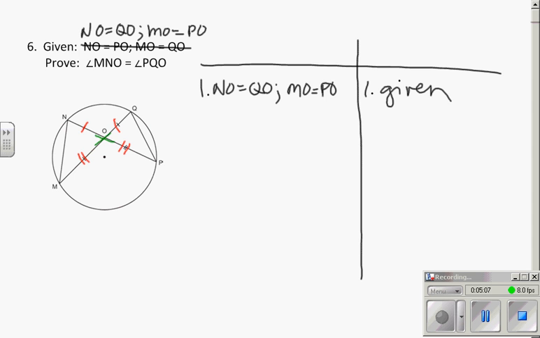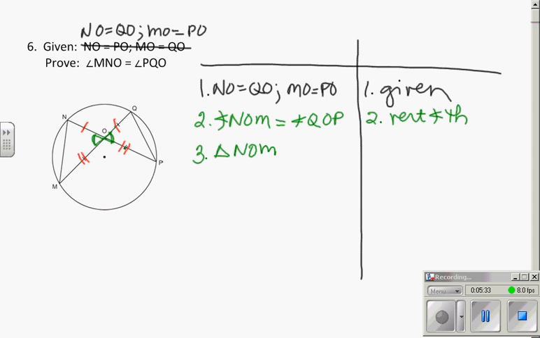But what does jump out at me is that right here in the middle, I have two lines that intersect, and if I have two lines that intersect, I always get vertical angles. So I'm going to write that angle NOM is equal to angle QOP by the vertical angle theorem. And when I look at my picture, side, angle, side. My triangles are congruent. Triangle NOM is congruent to triangle QOP by side, angle, side.